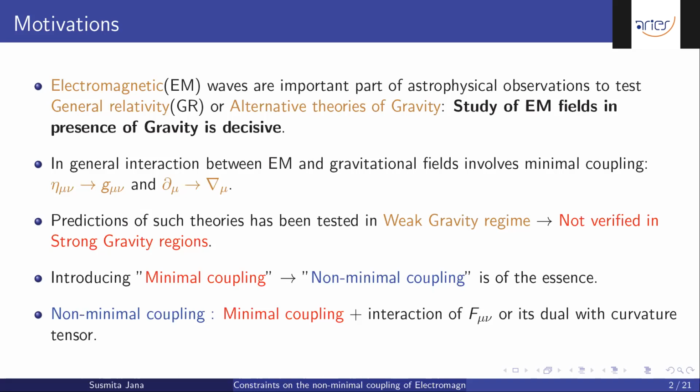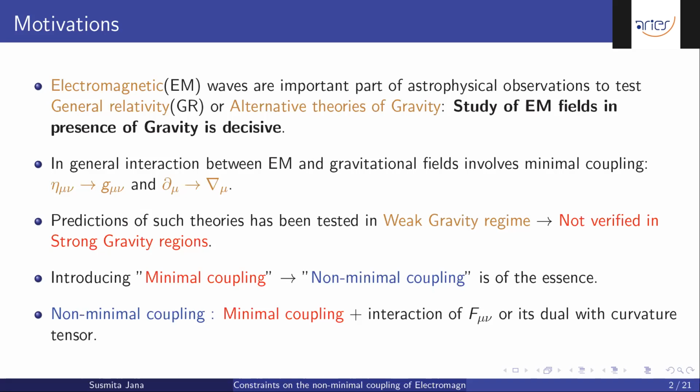And the predictions from these theories have been tested with high accuracy in weak gravitational regions, but have not been verified well in strong gravitational regions. And since we don't have a very good understanding of gravitational attraction in strong gravitational regions, such as near a black hole or other compact objects, to study gravity in the strong regime, we can use electromagnetic fields or electromagnetic waves. We can use them as a tool in order to probe gravity in such regions.